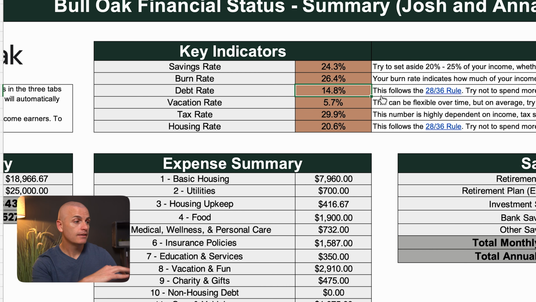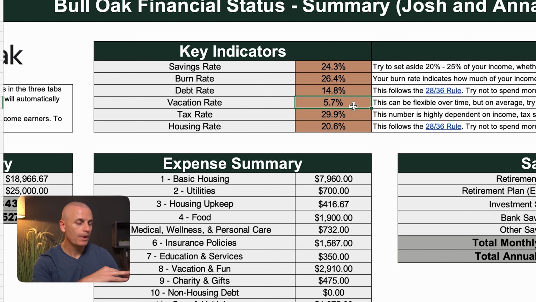Now, Josh and Anna's debt rate comes out to about 15%. This is below the 28% number, which is sort of that high threshold. You don't want to spend more than 20% of your income on debt payments, and theirs only comes out to 15%. So they're doing really good financially as well.